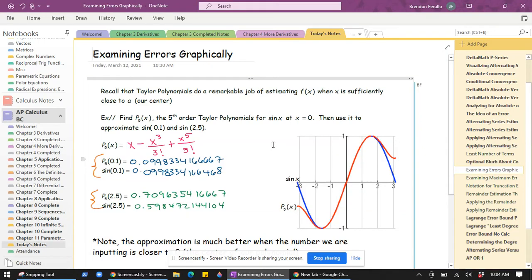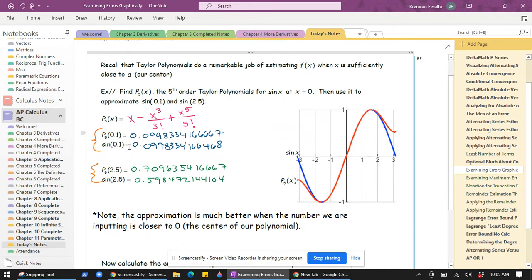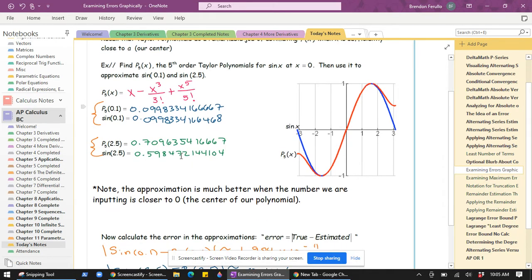Okay, so where we left off was we were looking at the errors in approximating the function sine of x using the fifth degree Taylor polynomial, also the Maclaurin polynomial. And what we saw was as long as you're close to the center, which is at x equals 0, the approximation is very good. Once you start moving away from the center, the approximation is gradually worse.